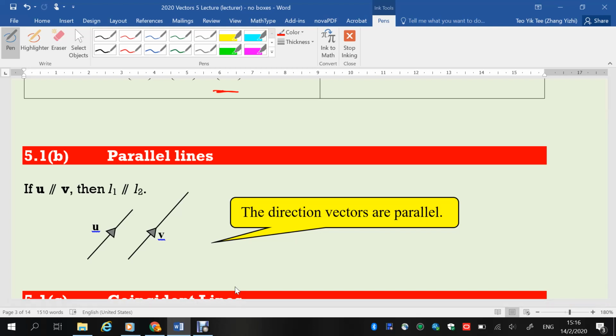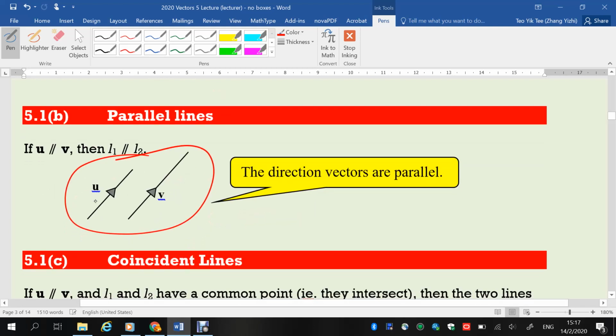So what if the two lines don't intersect? Okay, so if two lines don't intersect, one possibility is that they must be parallel lines. If they are parallel lines, common sense will tell you they will never intersect.